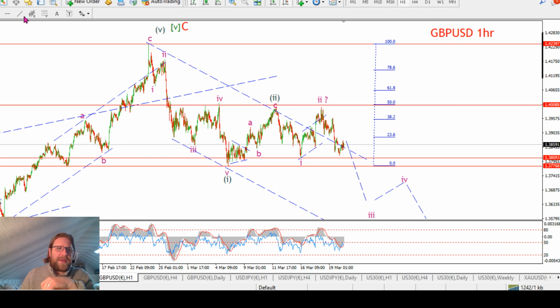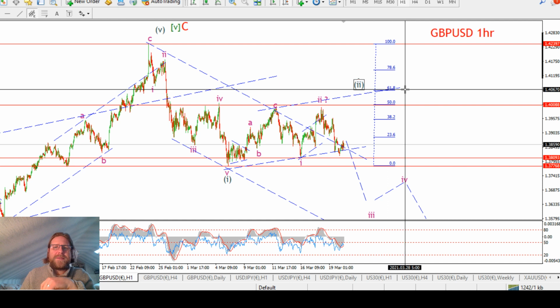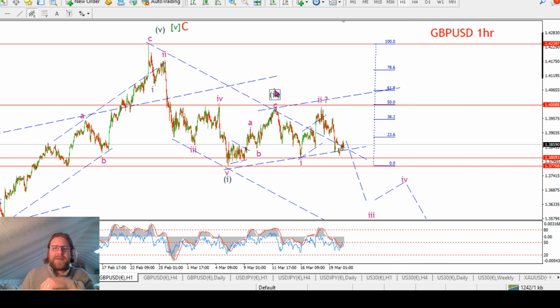The alternate scenario again would be if we trace out a larger second wave. And you can see that would probably end up there somewhere around that 62% retracement level, so about 140.60, let's say. We'll see how that goes. If we get a break down below 137.75 again, that'll probably indicate wave 3 is underway.